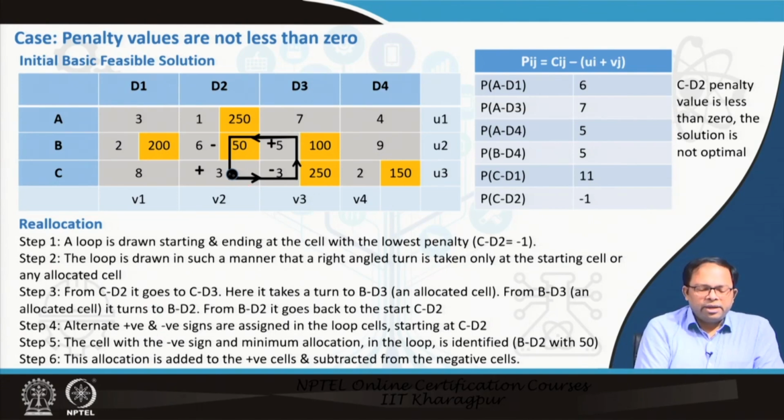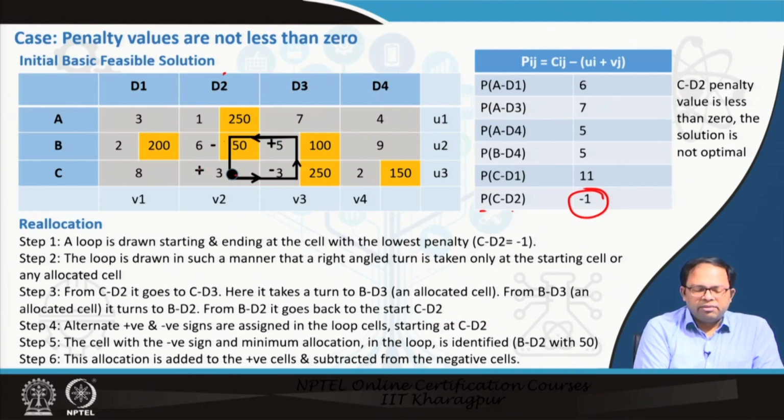As we have discussed, a loop is drawn starting and ending at the cell with the lowest penalty. In this particular estimate, the lowest penalty is this one. So we will use this to start, and then we will create a loop. We have created a loop from PC D2, this is PC and D2, and we have created a loop like that. We have gone through only the cells which have been allocated, and we complete the loop.